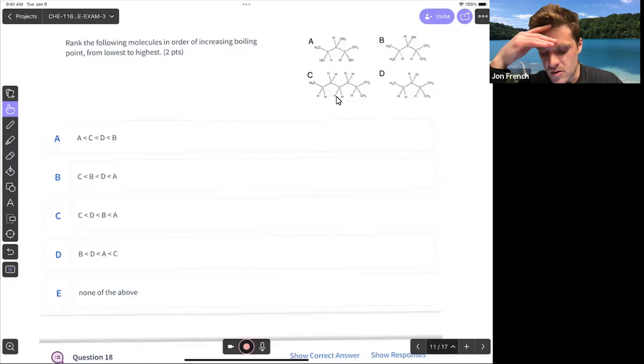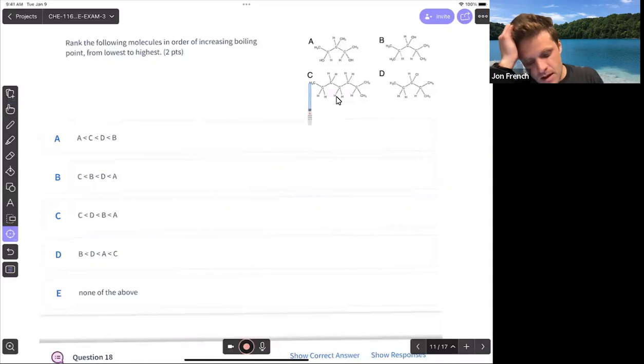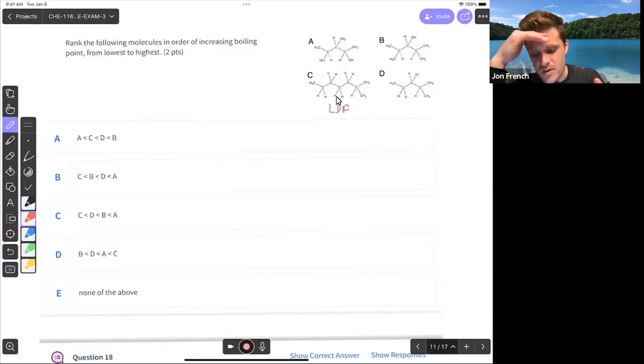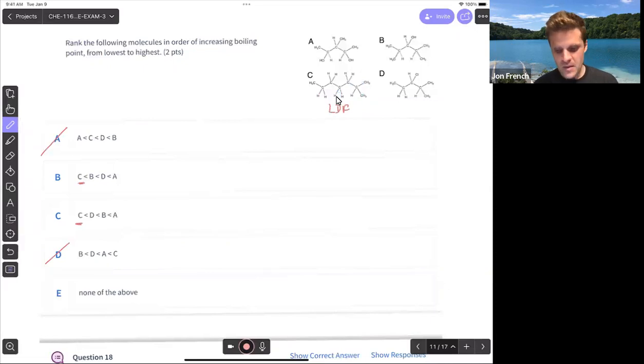If we look at these molecules, again, they're all about the same size. So I can't say the larger the molecule, the higher the boiling point. It's going to come down to our intermolecular forces. So if I look at C, molecule C is just carbon, hydrogen, carbon, hydrogen, carbon, hydrogen, non-polar, non-polar, non-polar. That's just going to have London dispersion forces. That's going to be the lowest boiling point we have. So C should be first, so I can cancel out A, I can cancel out D.